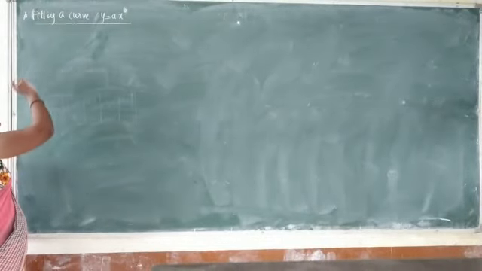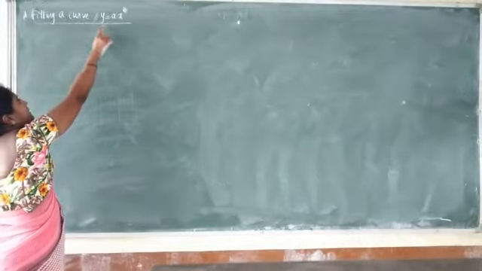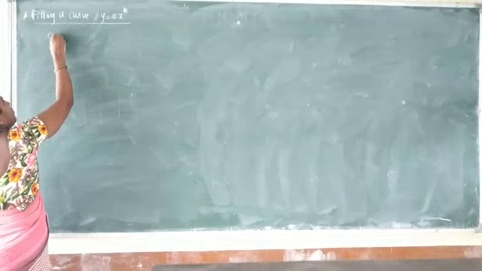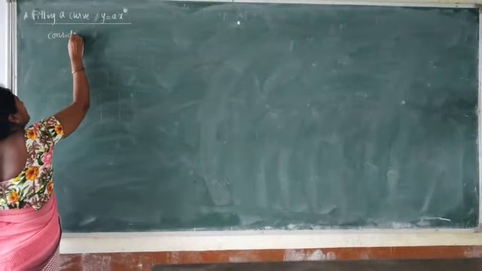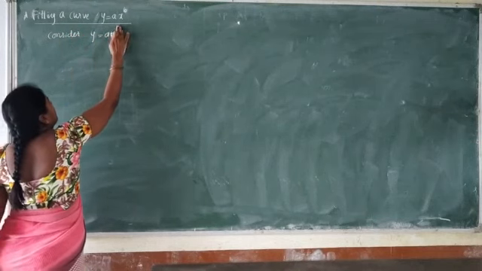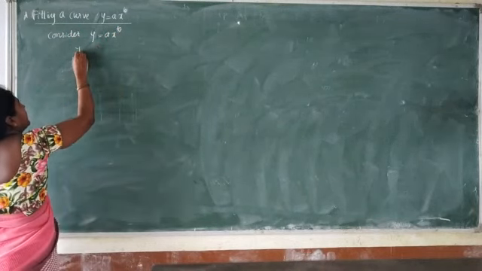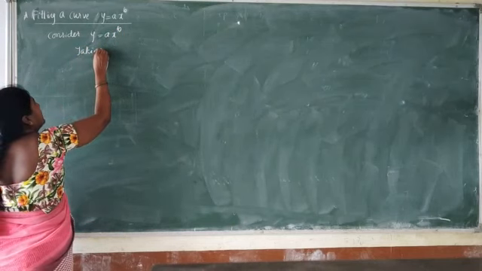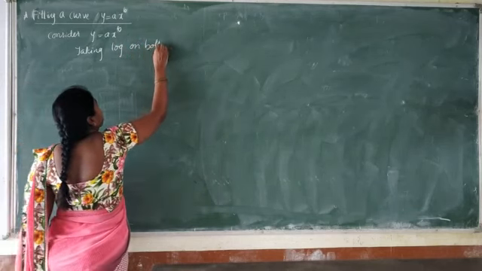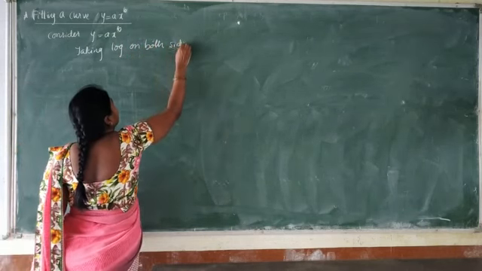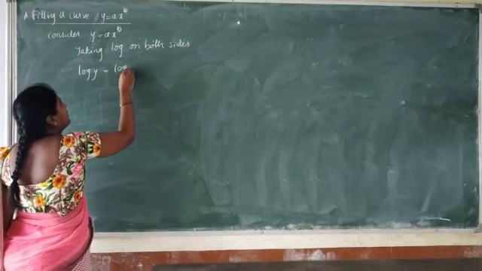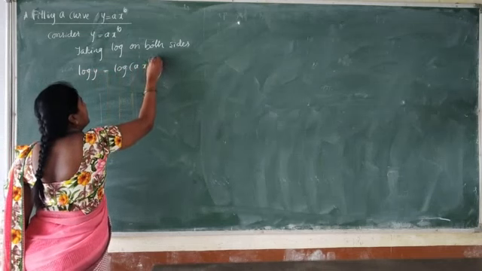Okay, in curve fitting, next one is fitting the curve y equals ax raised to b. Consider y equals ax raised to b. To solve this one, taking log on both sides. It is log y equals log of ax raised to b.